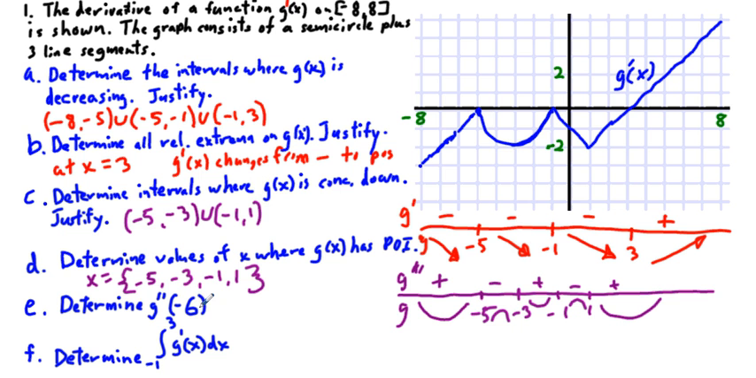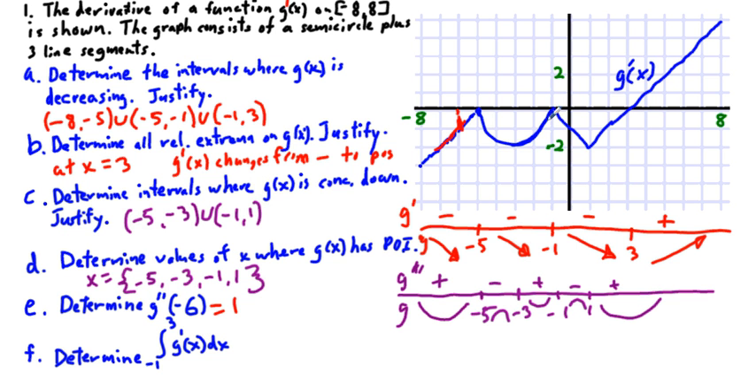Okay, determine g double prime of negative 6. Well, that's going to be the slope. So we go to negative 6, and we see the slope of this is 1. So the answer is 1.